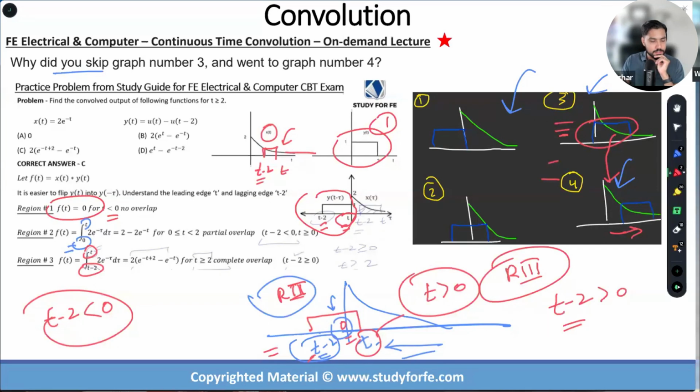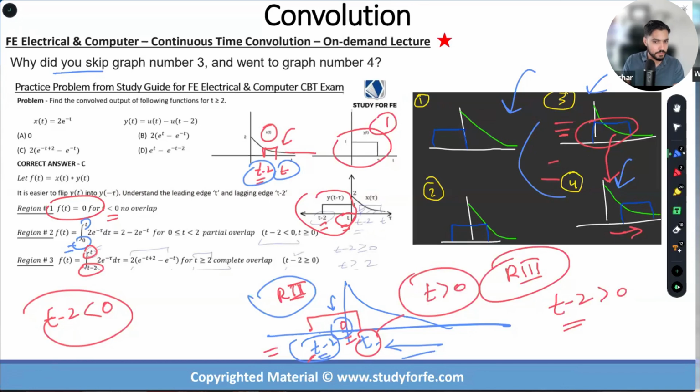Does that make sense? Because in both 3 and 4, there is a total overlap between the simpler function and the exponential function. And the only way we can tell where we are is dependent on the value of t and t minus 2. So this is not a separate region.